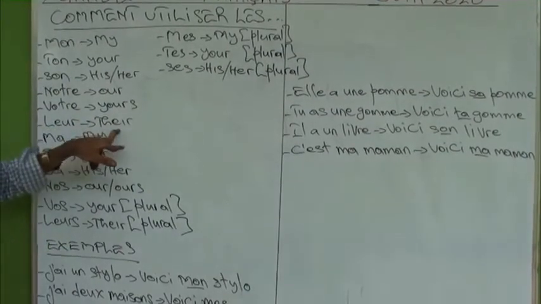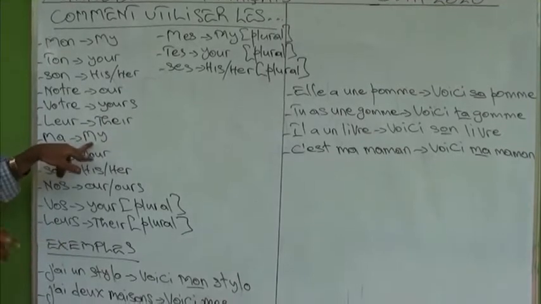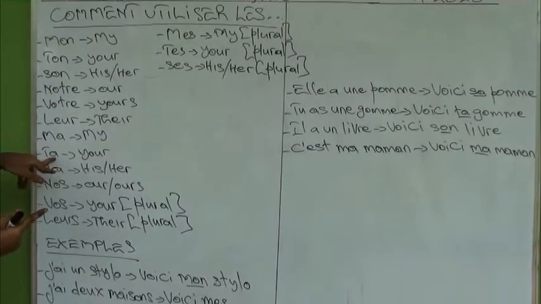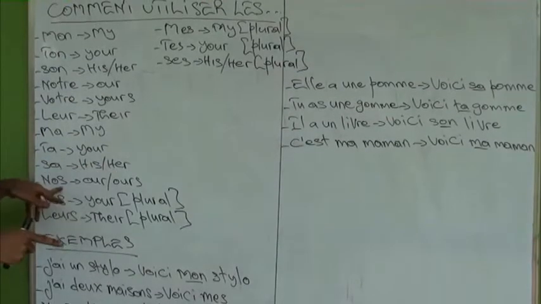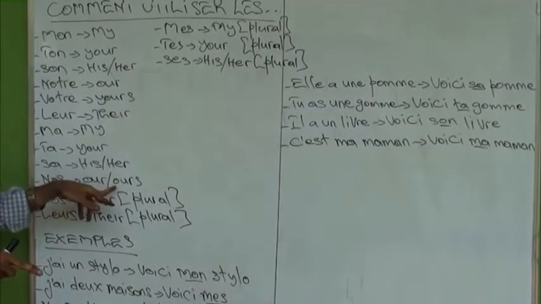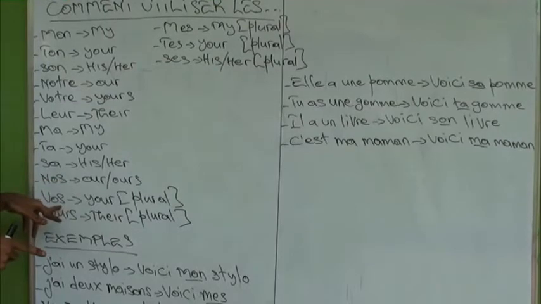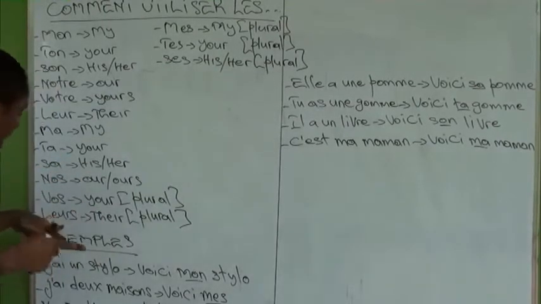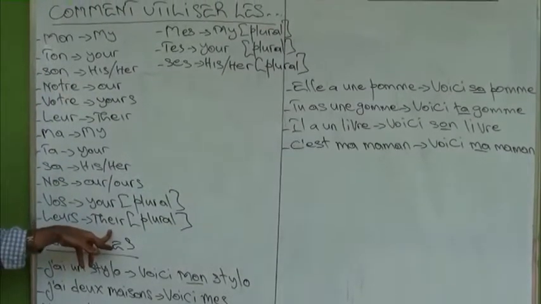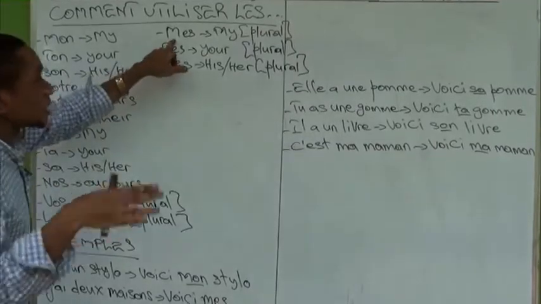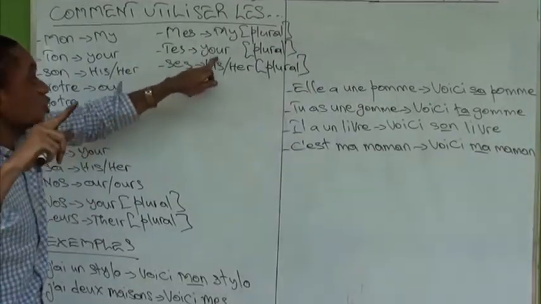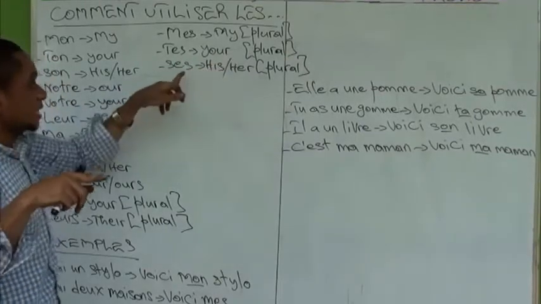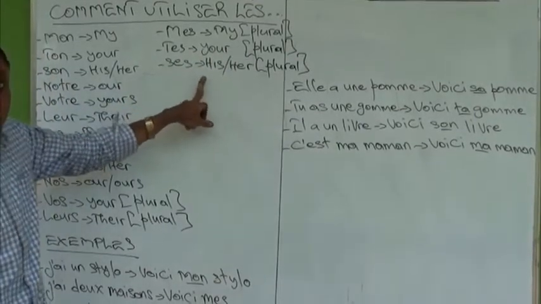Leur means their. Ma means also mine. Ta means your. Sa means his or her, right? Nos means our or ours, okay? Vos means your. Leur means their. Mes means mine, but in plural. Tes means yours, but in plural, right? Ses means his, but in plural.